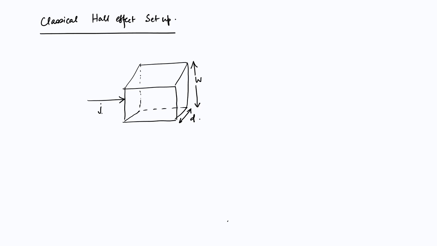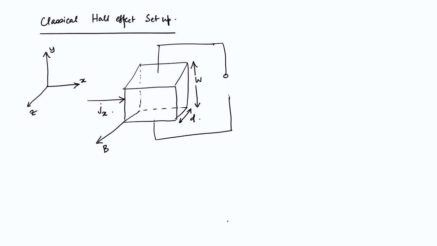Jx here, and let me show the axes: this is X, this is Y, and this is Z axis. Okay, so there's a magnetic field that is applied in this direction, the Z axis, and there is a current that is sent in the X direction. See the X direction in the figure. And now you want to measure the voltage in the Y direction, and that's called the Hall voltage. Okay, so this is where you measure the voltage by maybe a voltmeter or a multimeter and so on.